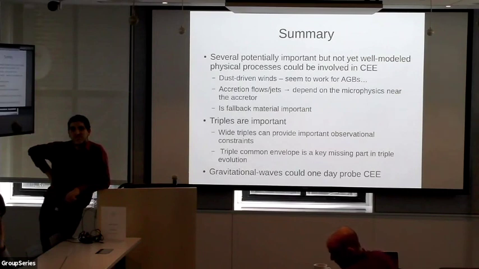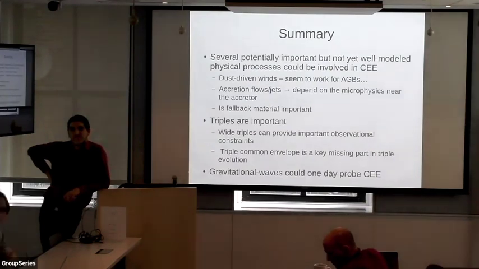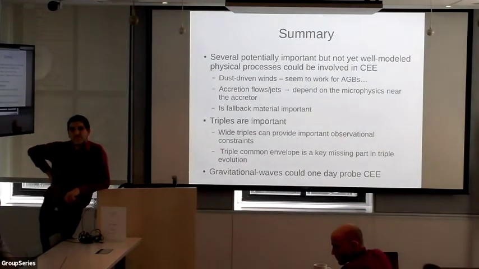So I think we should expect jets out of these systems, because every time you get accretion happening, pretty much, you get a jet in these kinds of things. So we should expect a jet, and the jet can do quite a bit of damage.